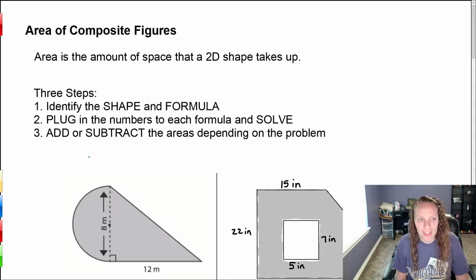Now there are 3 steps to solving for area of composite figures. The first one is we need to identify the shape and the formula that we must use to start solving. Step 2 is to plug in all the numbers to each formula and then solve for each shape. And then step 3, depending on the word problem, we're either going to add or subtract the areas together.